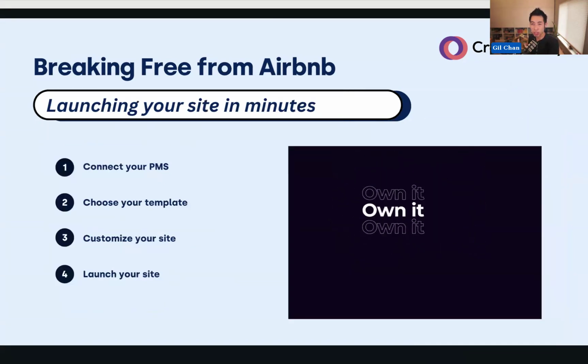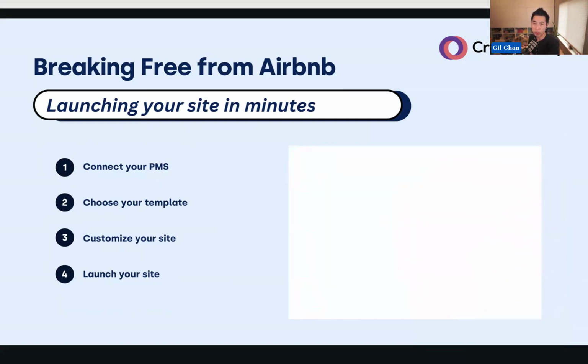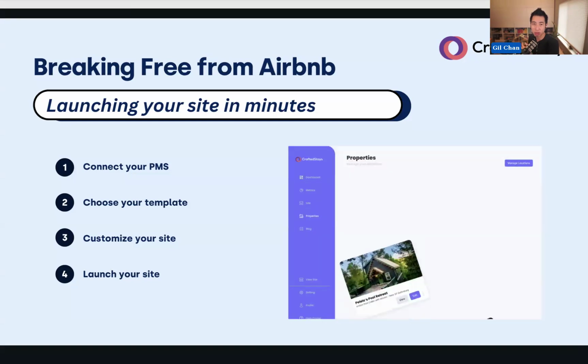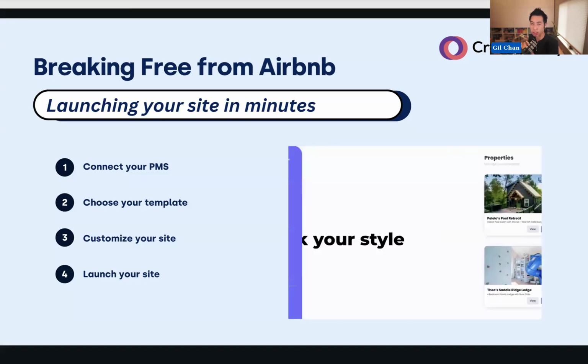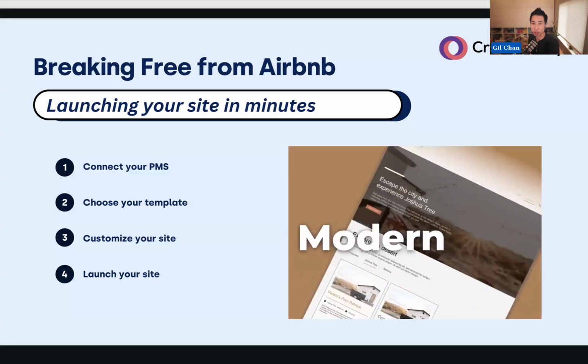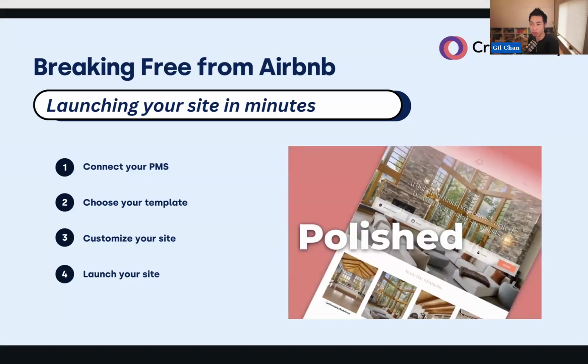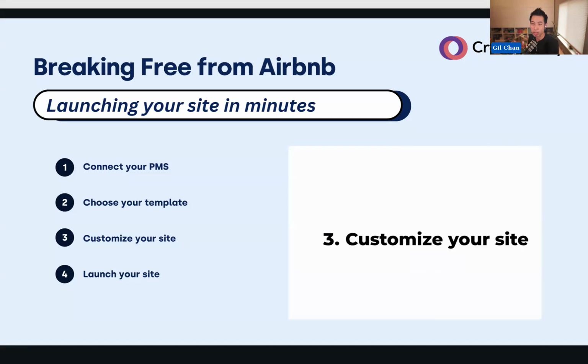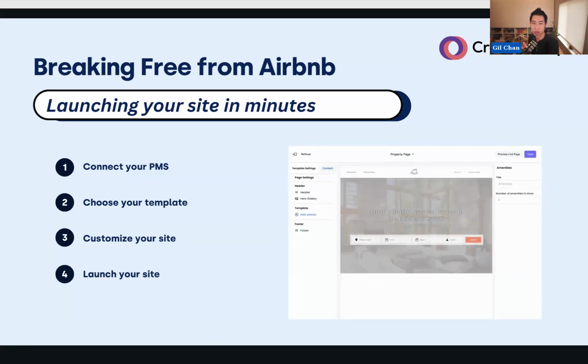Yeah, so basically what we do is, one, you connect your PMS, we pull in all the property information, you choose the template that you want to use, and then you customize your site. And then from there, you provide your custom domain, and we're able to launch your site in as quick as 15 minutes. Typically, it takes anywhere from 1 to 3 hours for someone to launch a site.